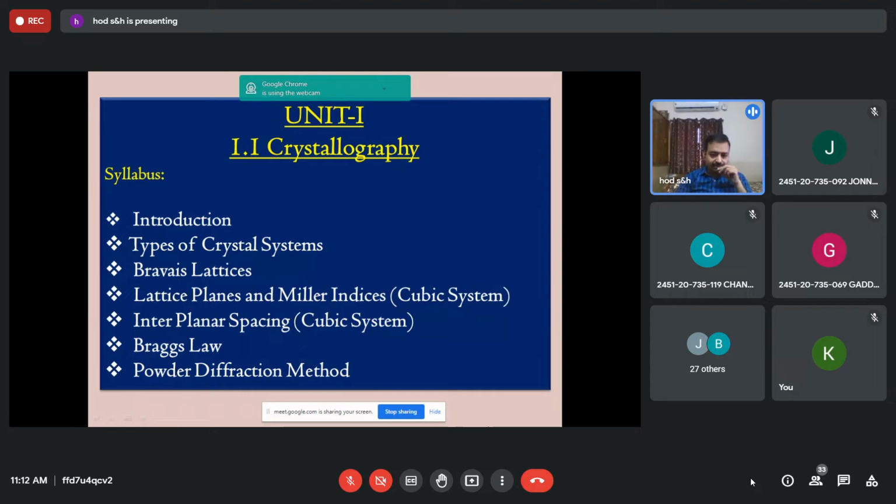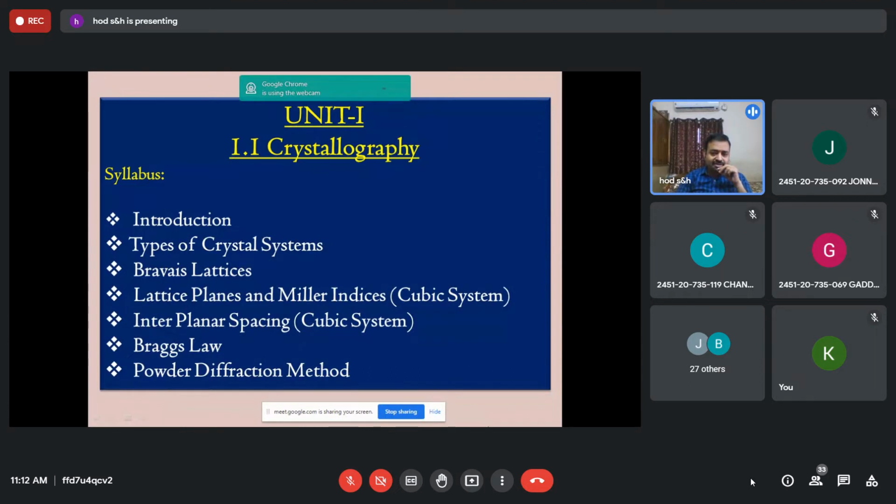In general, the essay questions will be types of 7 crystal systems. Describe 7 crystal systems, you may get as an essay question. Similarly, Bravais lattices and a powder diffraction method. These 3 generally you will be getting as essay questions.